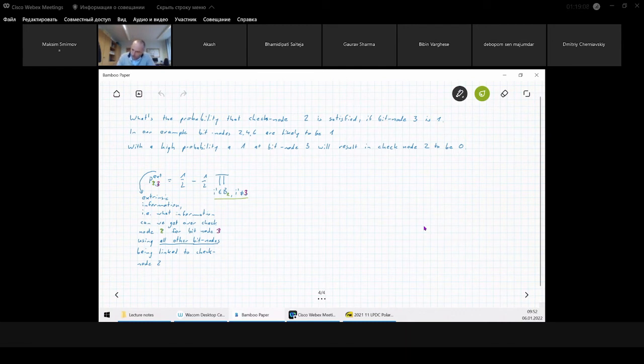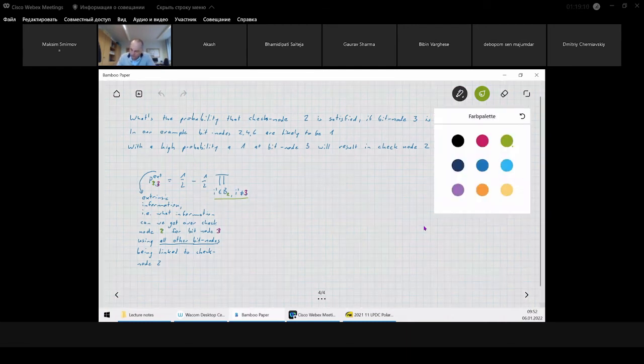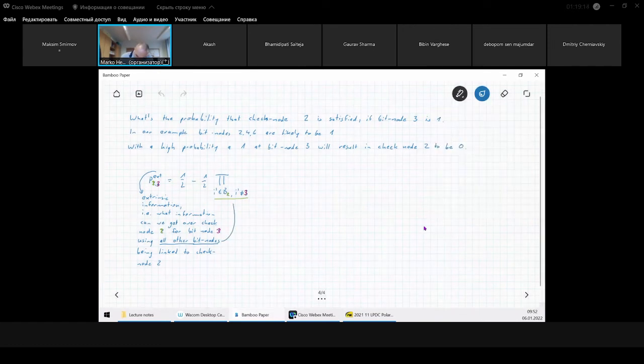Maybe we could also make an arrow here using all other bit nodes. This would actually fit well to this one. And here, of course, in the bracket goes 1 minus 2p intrinsic, I prime.